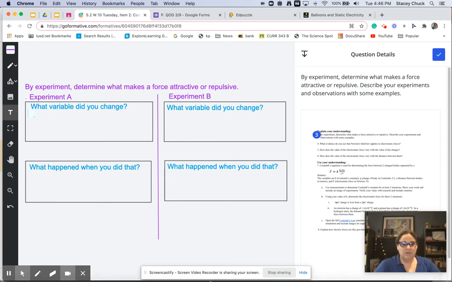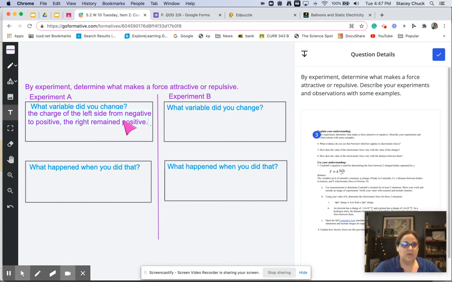Okay, so let's see. When I changed, so what variable did I change? The charge of the left side from negative to positive. The right side remained positive.